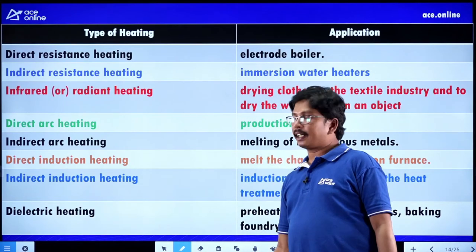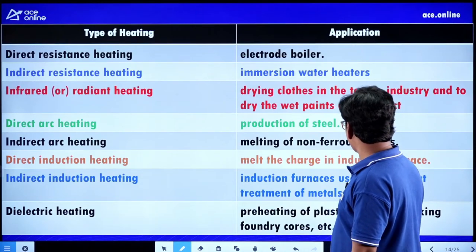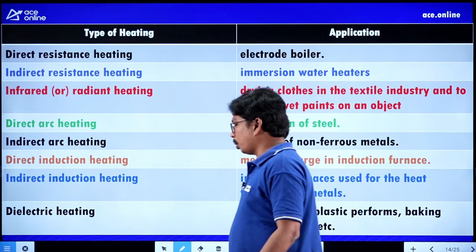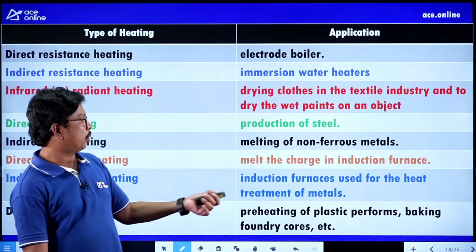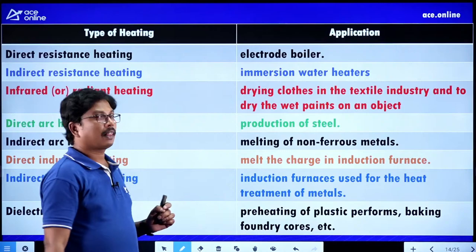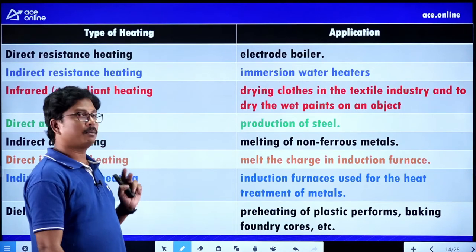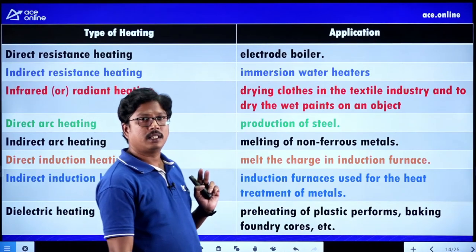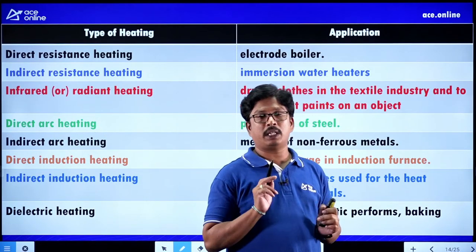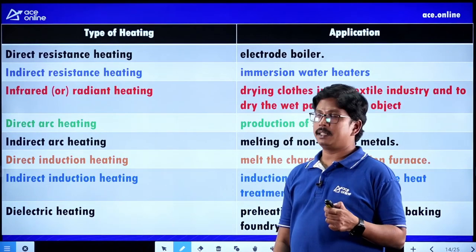And dielectric heating is used for preheating of plastic preforms and baking foundry cores. So these are the types of heating and their applications, students. Try to remember this table. It is one of the most important ones. Clear, students? From this we can expect one question from this table itself.